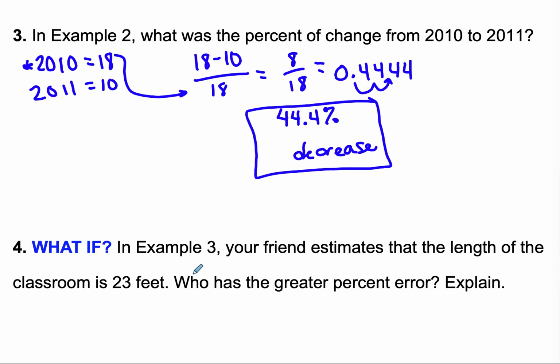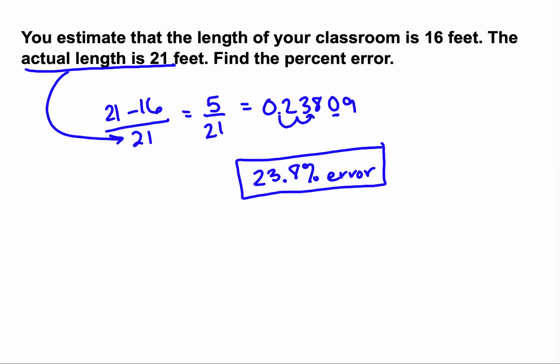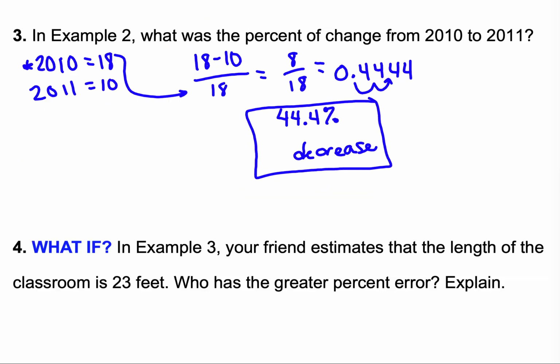All right, number 4, in example 3, your friend estimates the length of the classroom is 23 feet. Who has the greatest percent error and explain? So let's go ahead and find the percent error. The actual classroom, remember, is 21. So that's still true here. The actual is still 21.